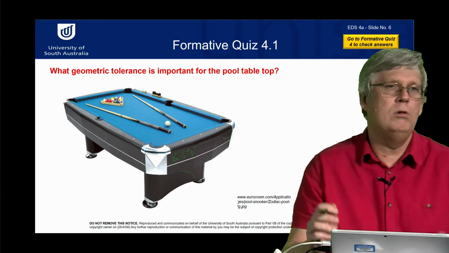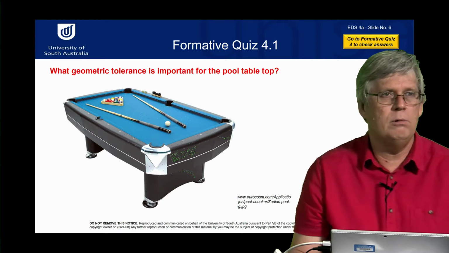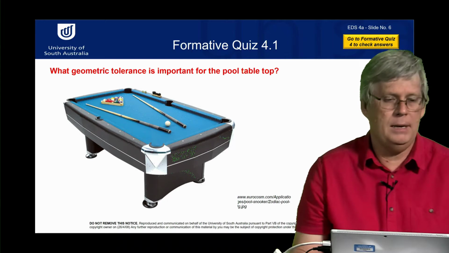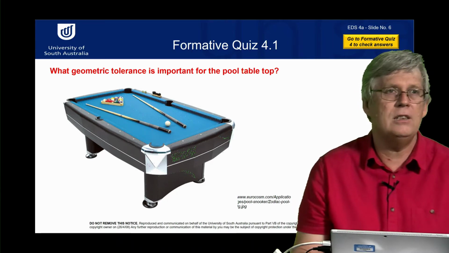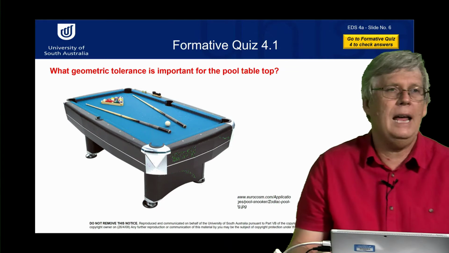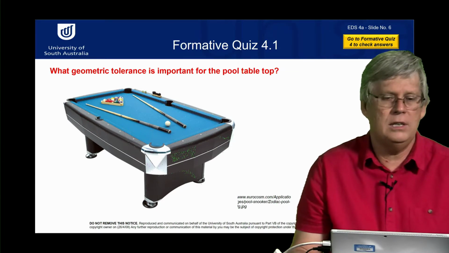So we're buying a pool table. There's a cheap pool table, there's an expensive pool table. It might be the same size, but what might be the difference? What's going to make a pool table function as a really good pool table? One of those is going to be the flatness, isn't it? It's going to be how flat that surface is.